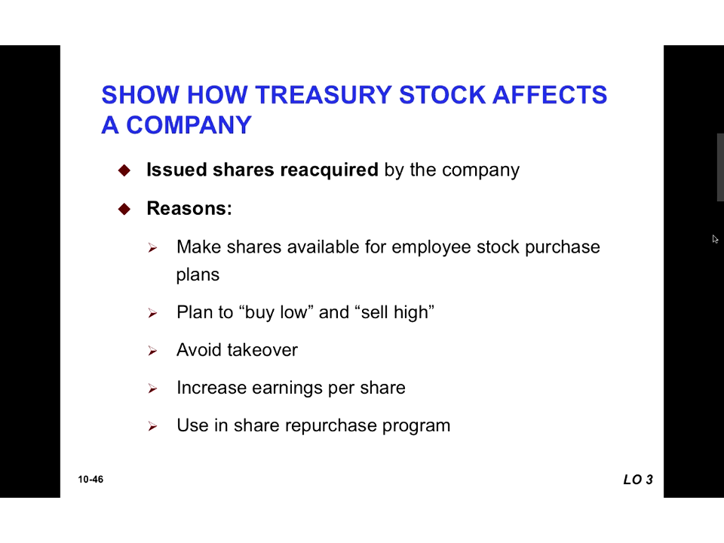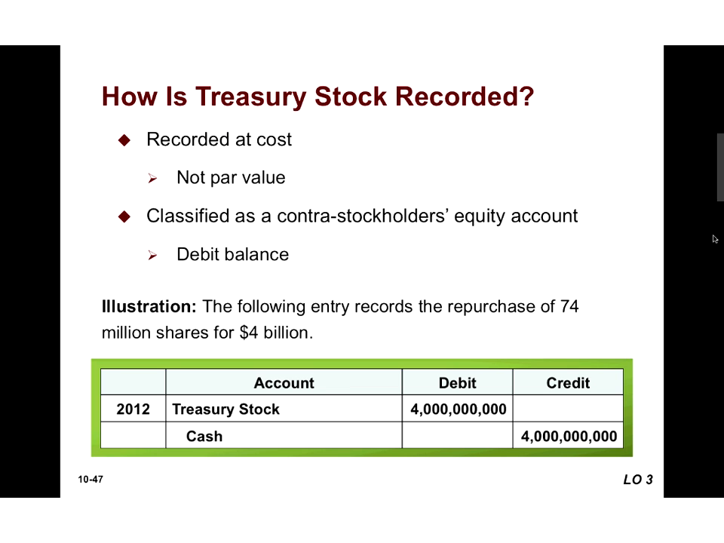The accounting for treasury stock is actually pretty easy. It's recorded at cost. Par value doesn't affect treasury stock at all. It's classified as a contra stockholders' equity account, which means it has an opposite balance of everything else, so yet another contra account. That means it has a debit balance. Let's say we bought back $4 billion worth of stock. So we spent $4 billion buying back our own stock. We're going to debit treasury stock. We're going to credit cash. That's it. Treasury stock is a contra stockholders' equity account, meaning it has a debit balance.